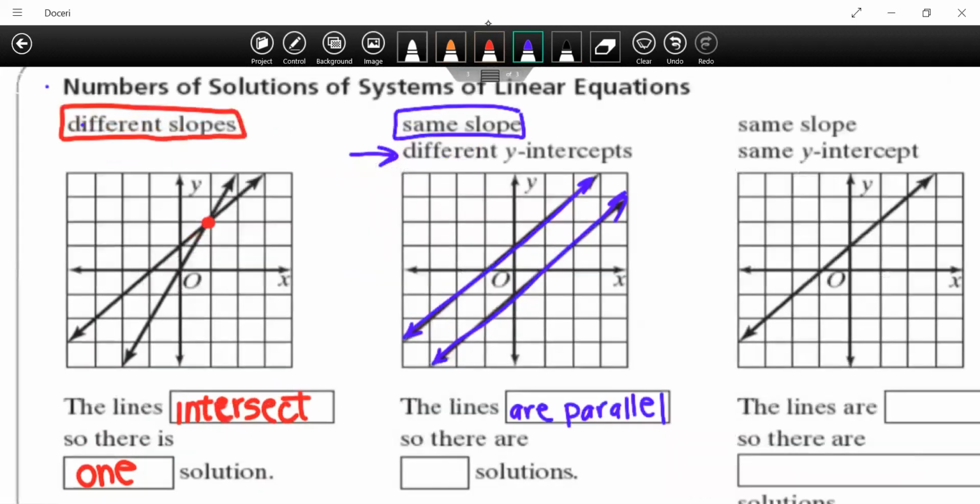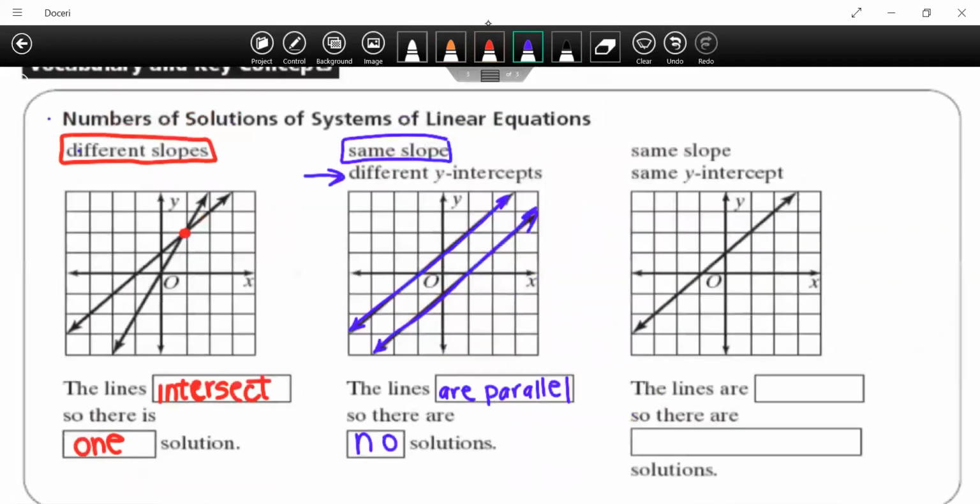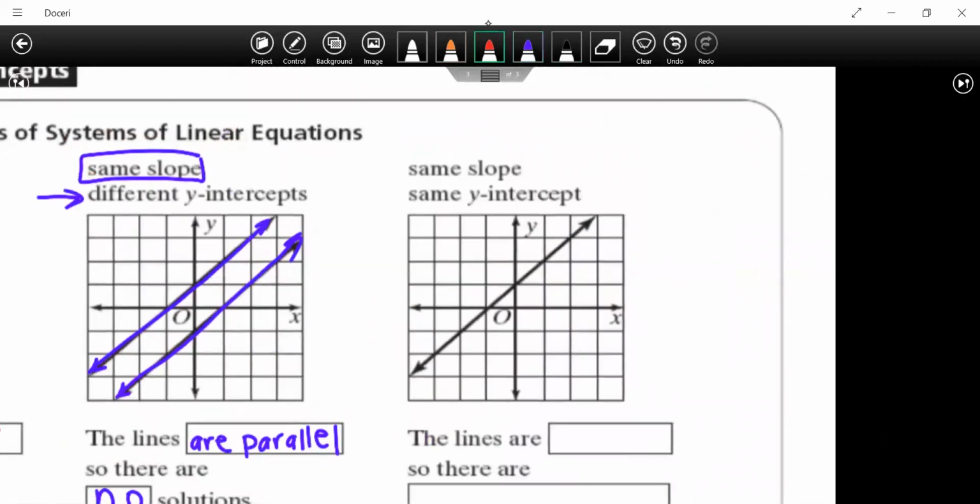So there is no solution. No matter what value you plug in, no matter how you solve it, no matter what way you graph it, if the lines do not cross, they do not have a solution. And our last one, if we identify that they have the same slope, and then we go on that further and we find that they have the same intercept, that means it's the same line. That means no matter what value you plug in, we're going to be given the same solution.